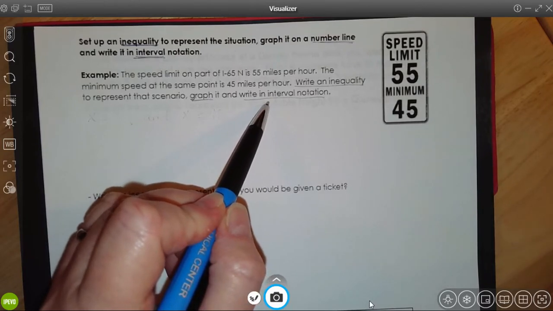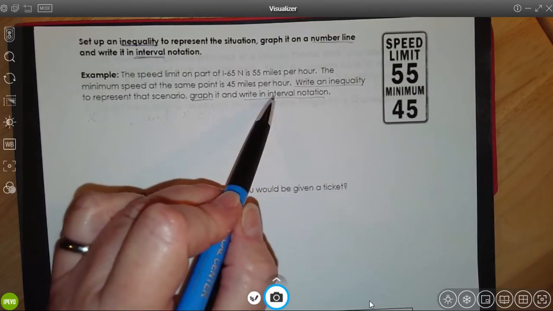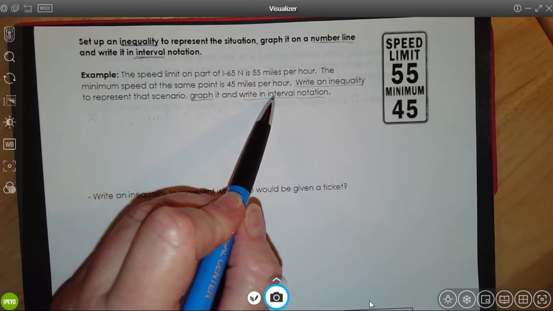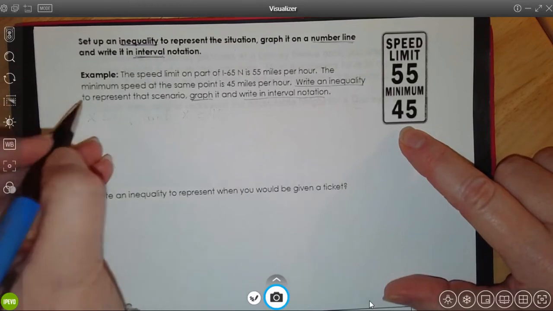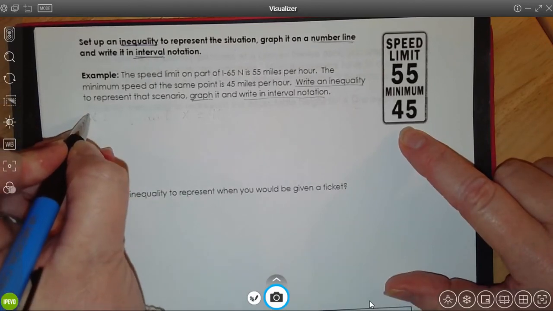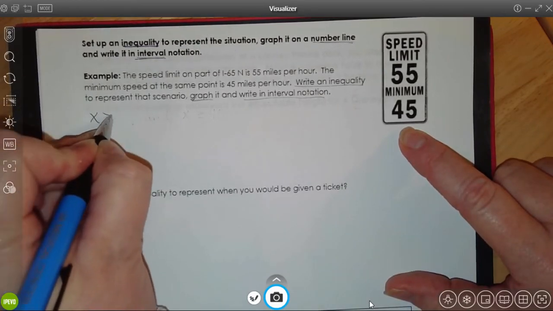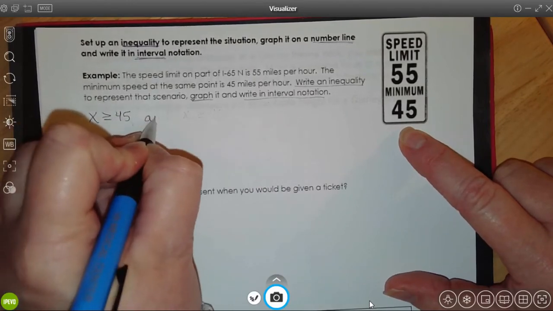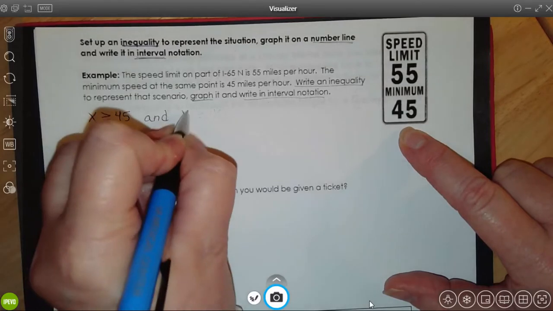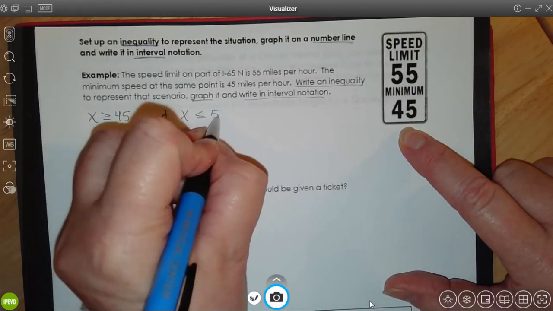You do always want your intervals to go least to greatest. So we're going to set up this entire scenario thinking about least to greatest. The least speed that you can go is 45. You should travel greater than or equal to 45. And at the same time, you should travel less than or equal to 55.